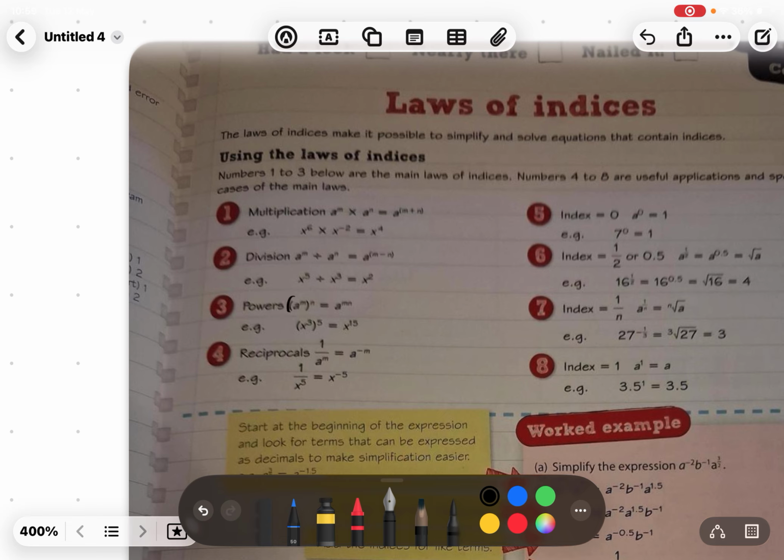So let's say you see something like this. What this means is basically these two powers are multiplied together. Over here we have an example: 3 times 5 equals 15.